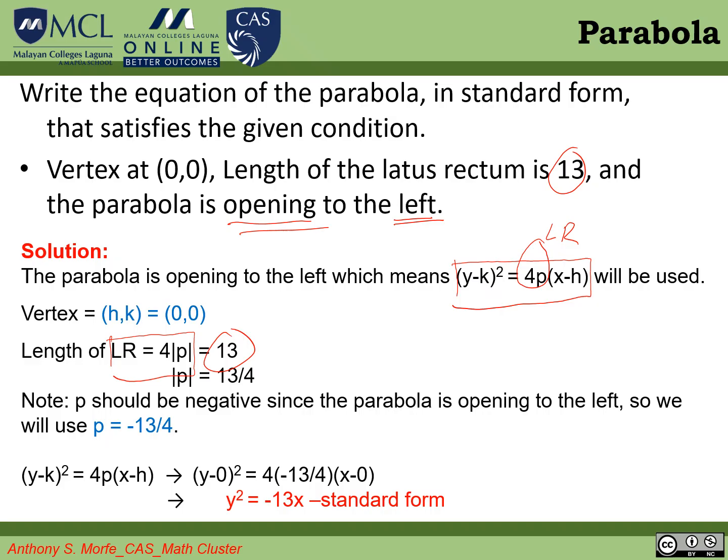So y minus 0 is y, then you square, then x minus 0 is x, then 4 times negative 13 over 4. The 4 at the denominator cancels the 4, retaining negative 13. So y squared equals minus 13x. So this is the standard form of the equation of the parabola as described in this problem. Okay, so that's it. Any question?